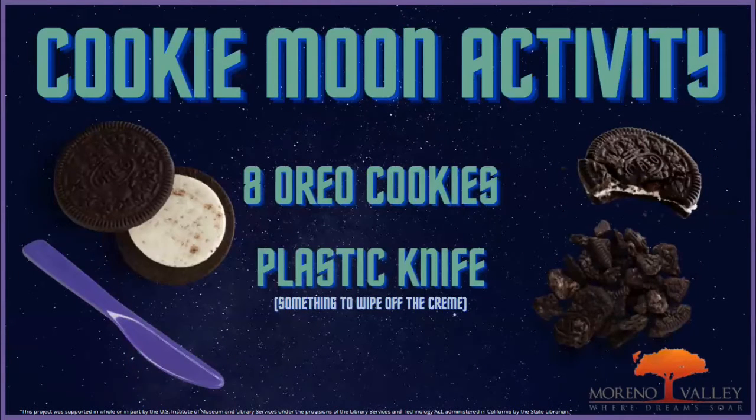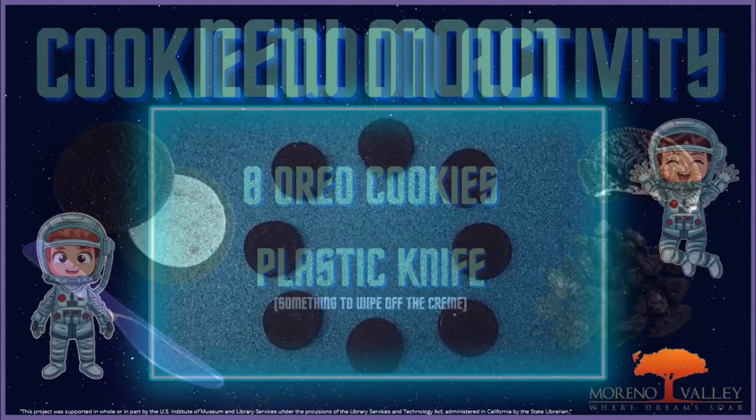Now that we've gone over all 8 phases, I think we should do a cookie moon activity so that we can remember a little bit more about them. What you'll need are 8 OREO cookies and then a plastic knife or just something to wipe the cream off. In this activity, we're going to use the cream to reflect the different phases of the moon. The cookie is round and will always stay round just like the moon, but the cream is going to change its shape.